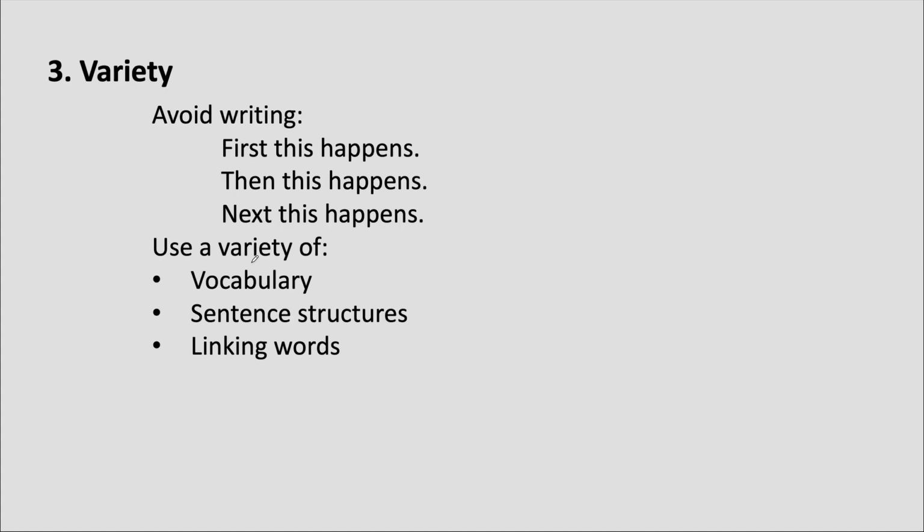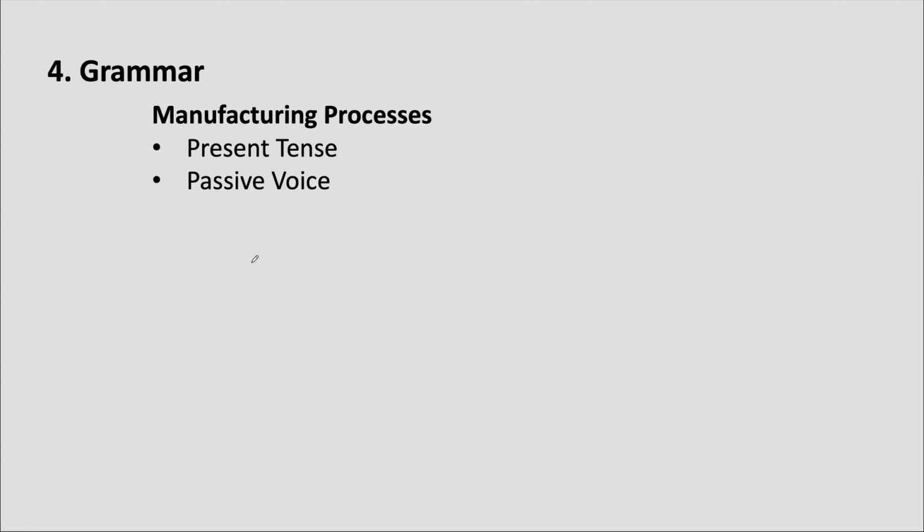The third thing is vocabulary and sentence variety. Don't write first this happens, then this happens, then this happens. As we write about every step, I'll point out how we have made sure that we're using a variety of vocabulary and sentence structures. The fourth thing is grammar.